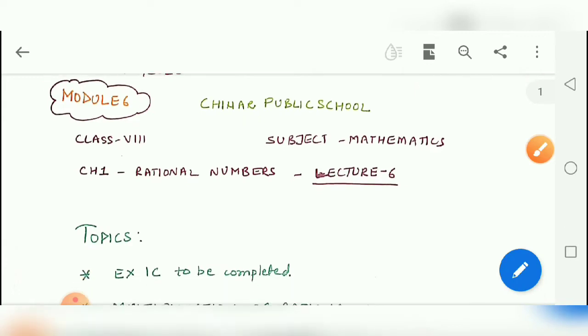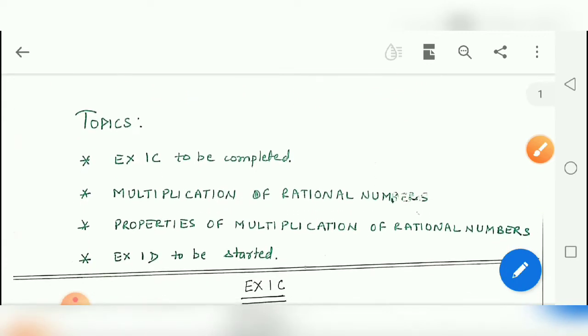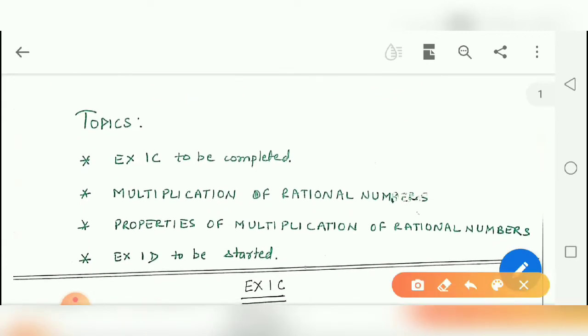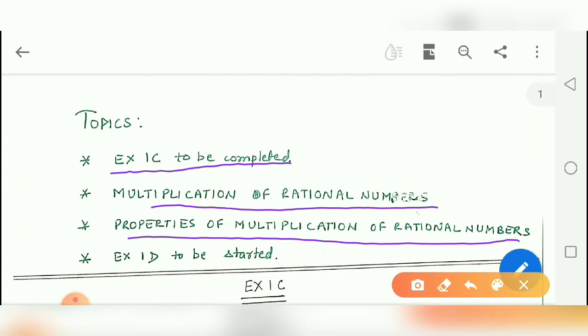Today we are going to cover these topics. We will complete our exercise 1C. Then we will start multiplication of rational numbers. Then we will do properties of multiplication of rational number. And then we will start our exercise 1D.